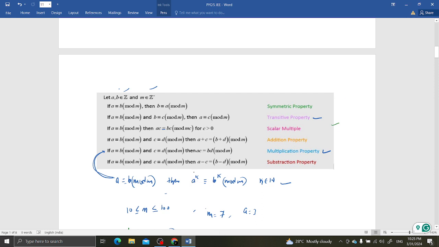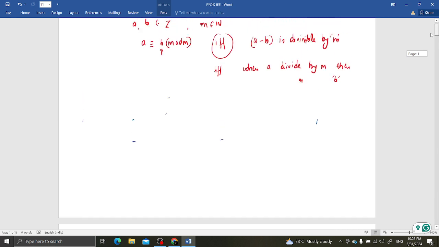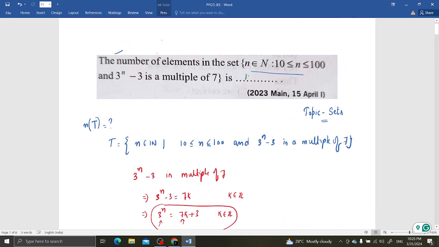And this congruence modulo relation is also from your textbook, so it is not out of syllabus. So the answer here is 15, the number of elements in this set.